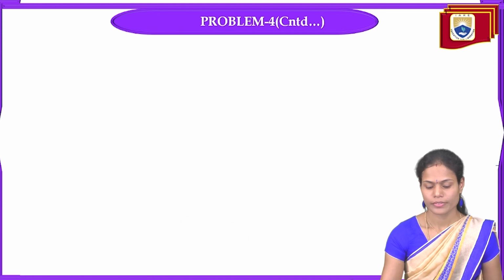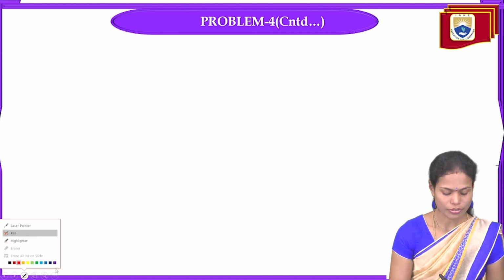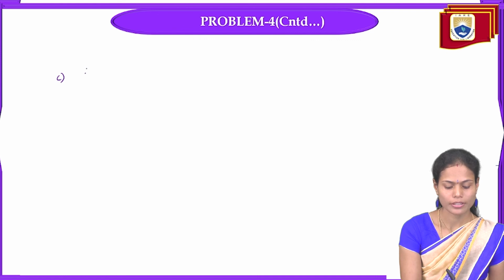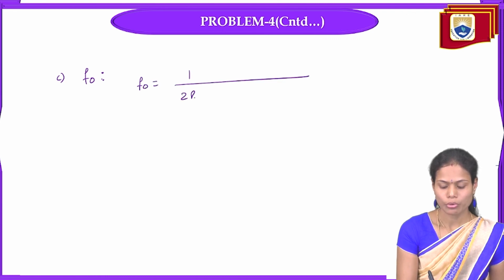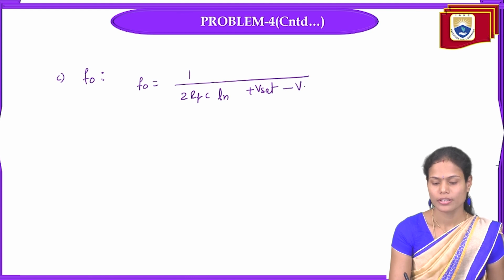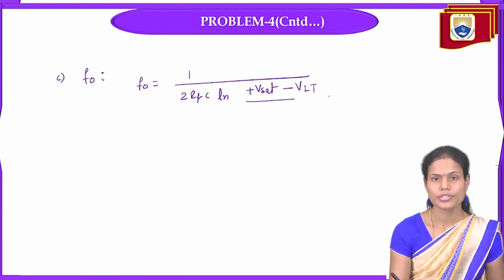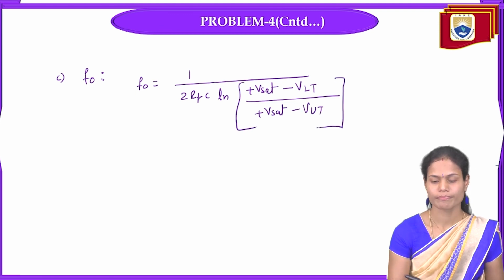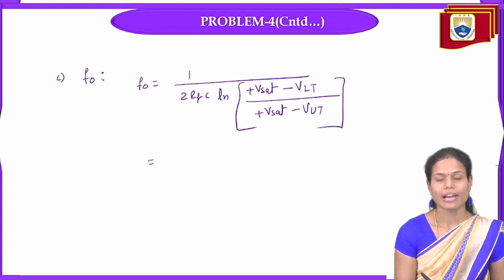And next, we need to find the frequency of oscillation here. That is the third bit, F0. To find the frequency of oscillation, we know the formula: F0 equal to 1 by 2 RFC ln of plus V saturation minus V lower threshold voltage divided by plus V saturation minus V upper threshold voltage. Now substitute the values here.